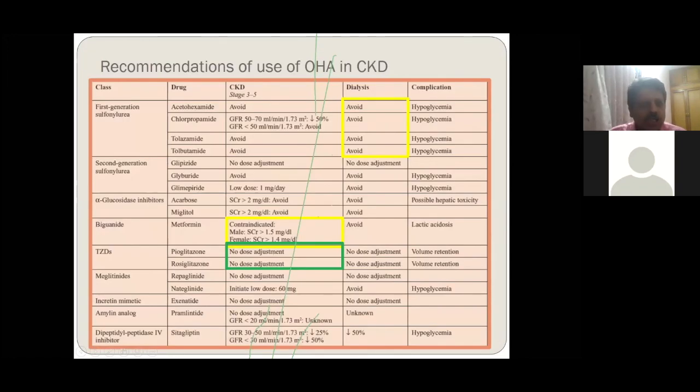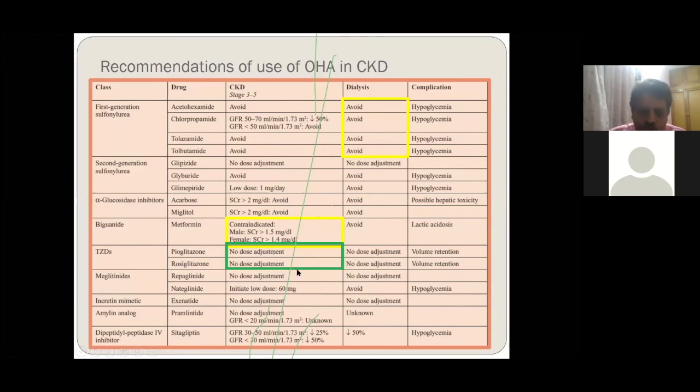In a nutshell, the first generation sulfonylureas should be avoided in dialysis patients and CKD patients, those who have less than 70 ml of GFR. The second generation, glipizide, no dose adjustment required. Glyburide should be avoided in stage 3 onwards. Glimepiride should be avoided in dialysis or in stage 5 CKD. Alpha glucosidase inhibitors should be avoided with creatinine of 2 or 3 milligrams, and metformin should be reduced if GFR is less than 45 ml and stopped when you have a GFR less than 30.